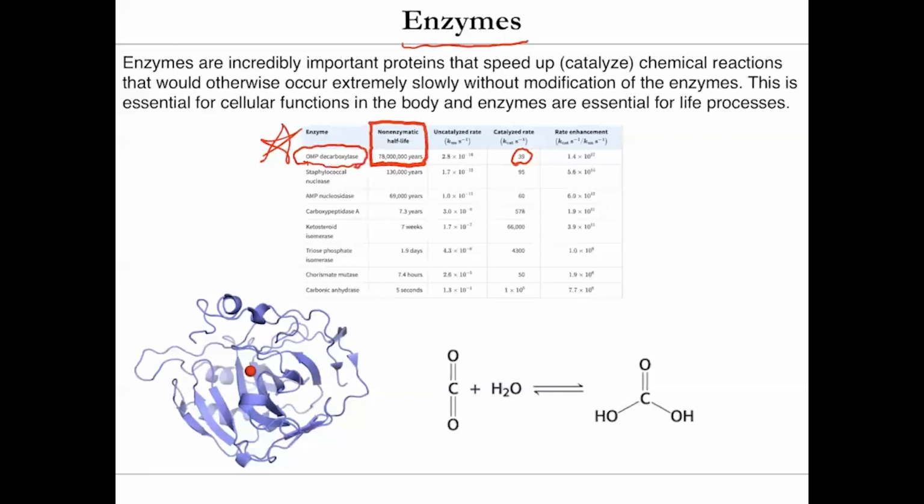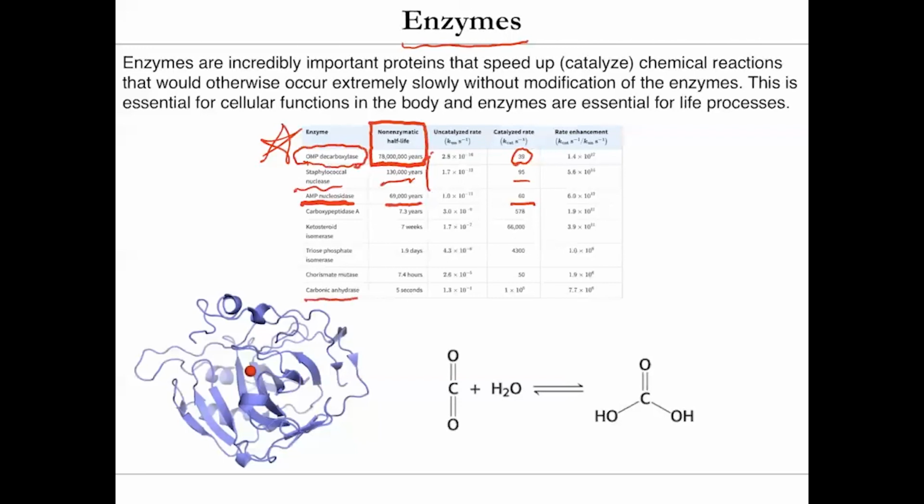So there's this whole table here. This enzyme takes a reaction that would take 130,000 years and does it 95 times a second. This enzyme takes a reaction that would take 69,000 years and does it basically in 0.01 seconds, and so on and so forth.